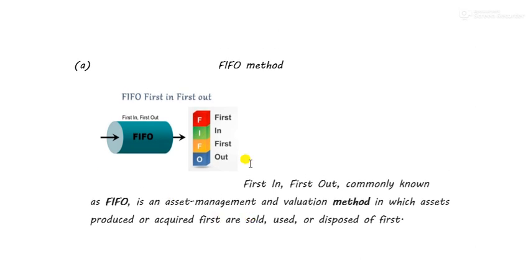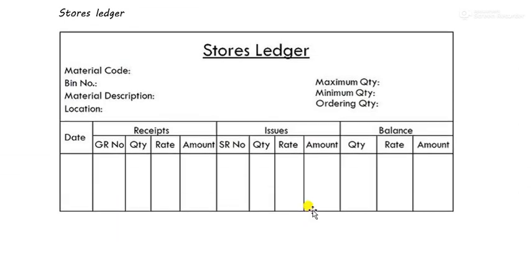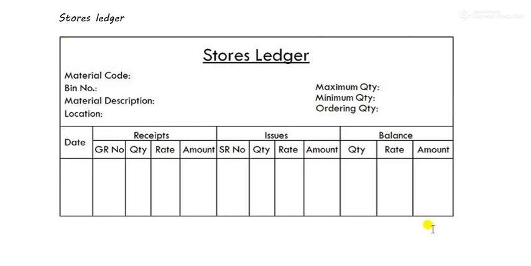FIFO method, commonly known as first in first out, is an asset management and valuation method in which assets produced or acquired first are sold first. Now come to this stores ledger. In this chapter we have to prepare this only. Forget the other parts and pay attention to this part.